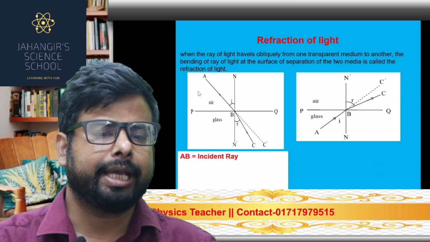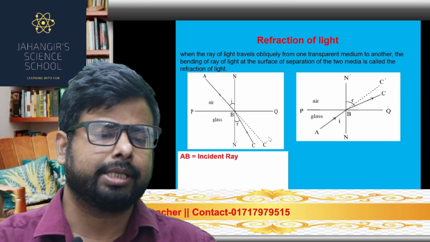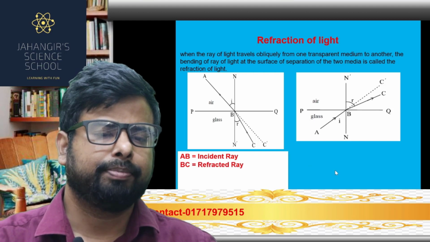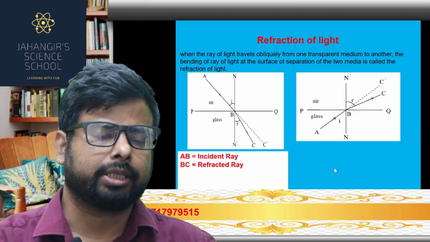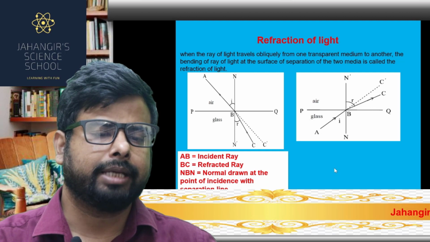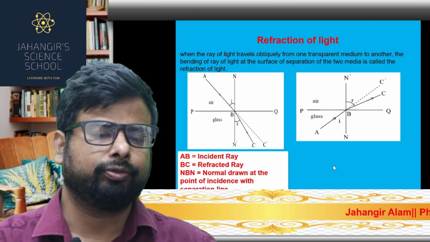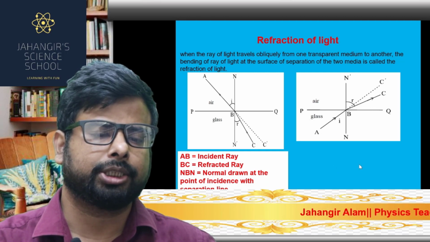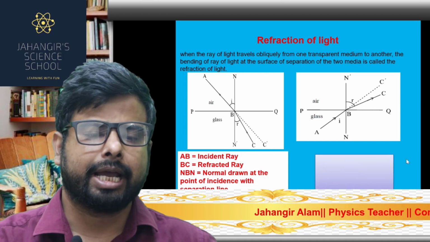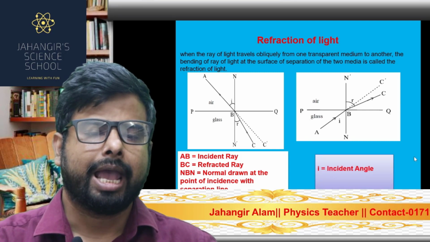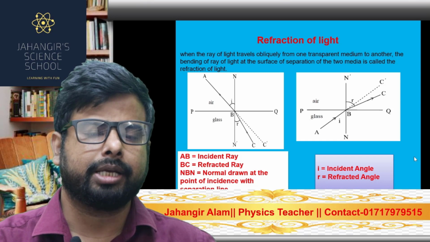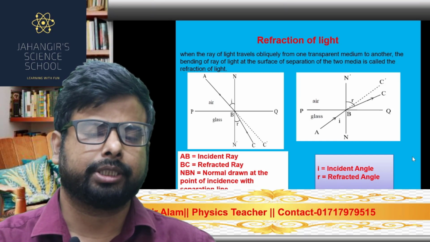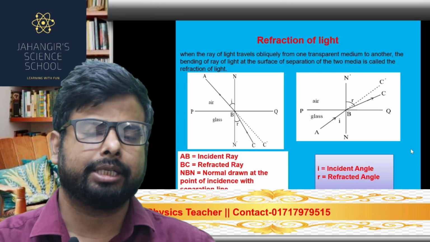Here, in the first diagram, AB is the incident ray, BC is the refracted ray, and NBN is the normal drawn at the point of incidence on the separation line. In the second diagram, I is the angle of incidence and R is the angle of refraction.